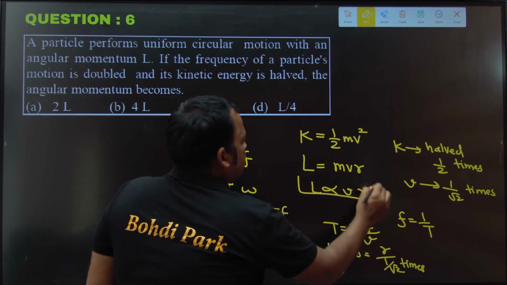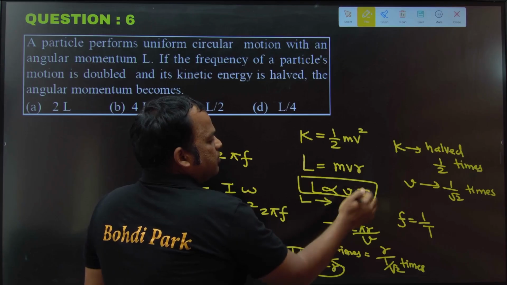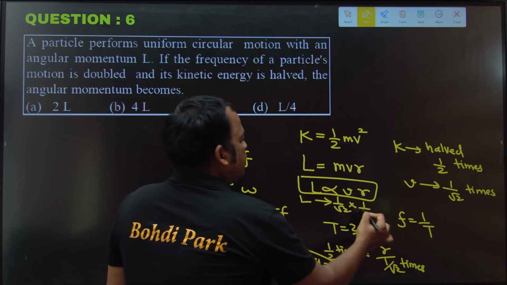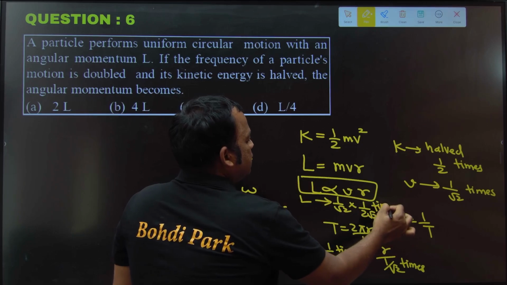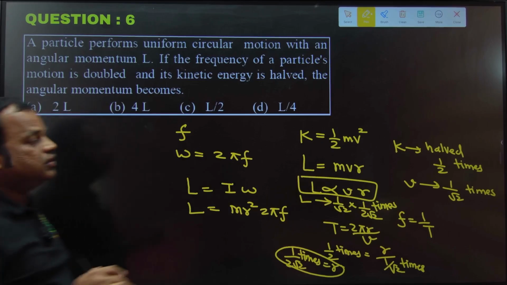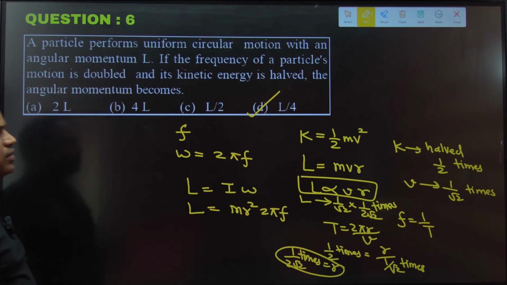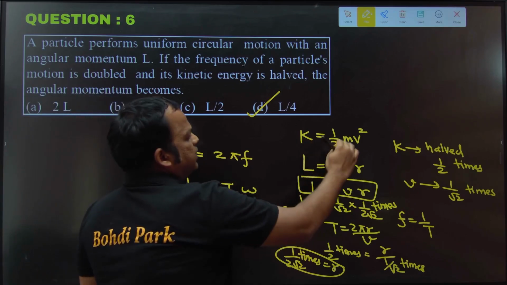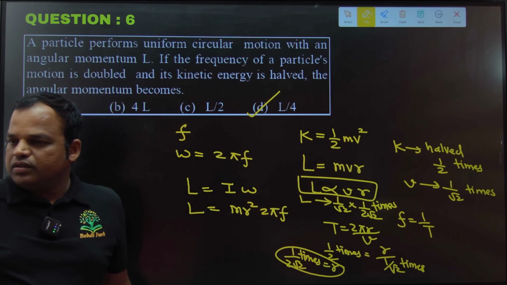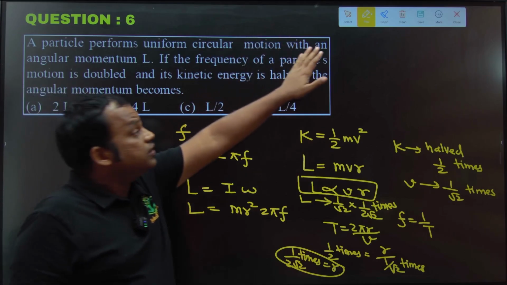So using this formula, we can say L is becoming V into R. That means 1 by root 2 into 1 by 2 root 2 times. So 1 by root 2 into 1 by 2 root 2, it is 1 by 4. Okay. So angular momentum will become 1 by 4 times. So we have this formula, kinetic energy half mv square, L is equal to mvr. Okay, done. So now the next question.